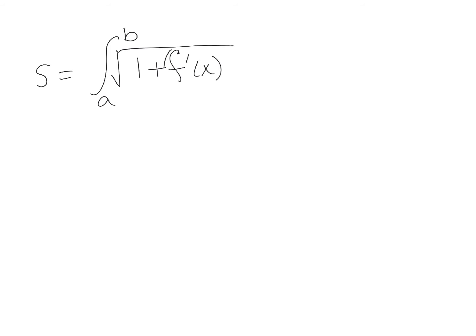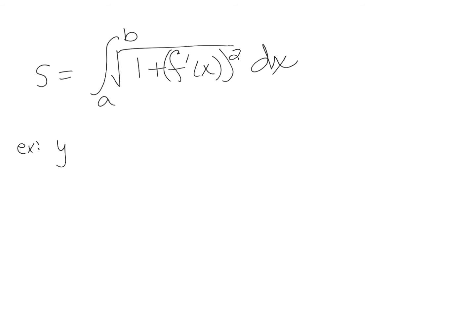So arc length of a curve on a closed interval is the integral from the beginning to the end of the square root of 1 plus the derivative squared dx. So for all of these problems, you're going to do a few things. You're going to find the derivative, you're going to square it, you're going to add 1 to it, and then you're going to take the square root of the whole thing, and then you're going to integrate, okay?